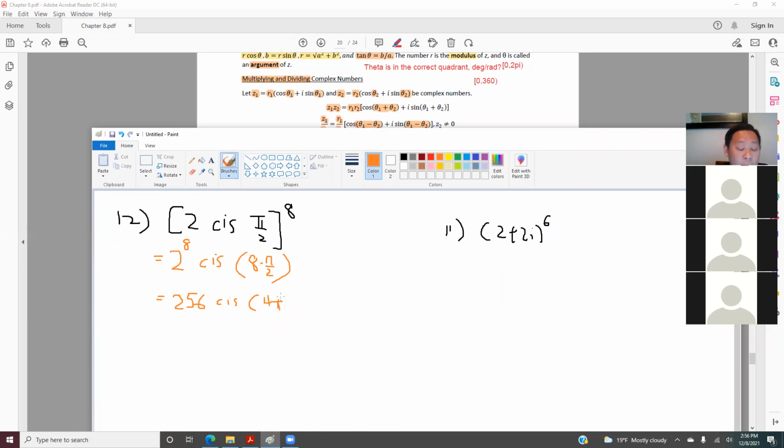Do not forget that 4 pi is in radians. If you talk about 4 pi, can you tell me where 4 pi is at? The x-axis. Which is exactly what angle?